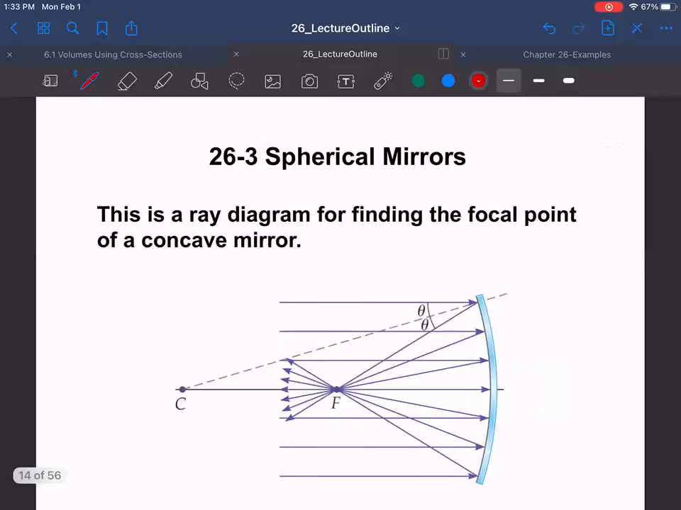Here is a ray diagram for light coming in parallel to the principal axis for a concave mirror. And instead of reflecting away from the focus, they all reflect back through the focus. So if we follow one of these, here it is, comes in parallel to the principal axis and reflects back through the focus, just like that. They all will reflect and meet at the focus.